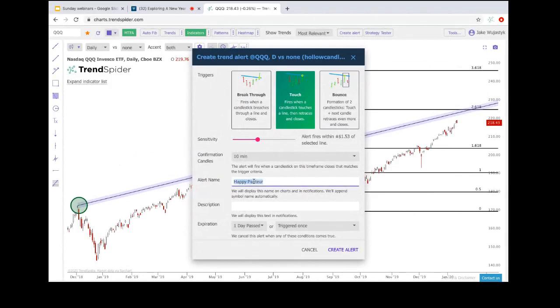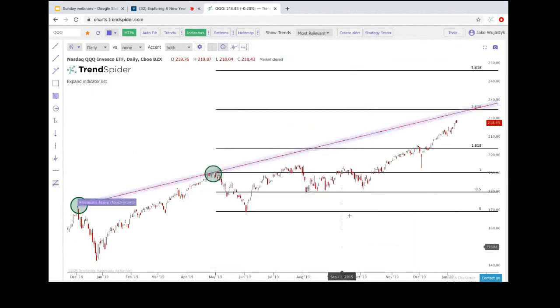So once again, you're not having to stare at your chart. You're able to efficiently check out these levels and have the system watch them for you. Let's just do resistance above as the alert name. Give it an expiration of 5 days, and then the alert's created, and we move on.